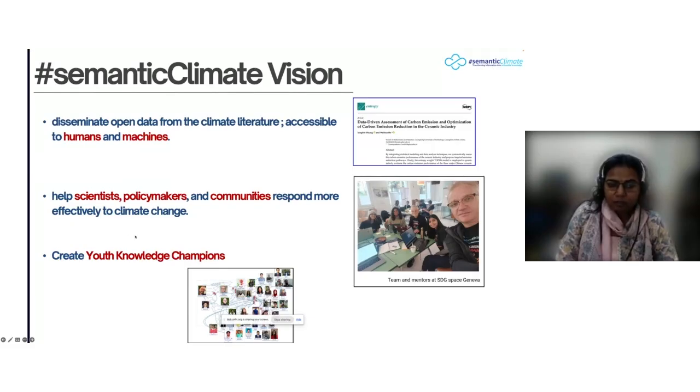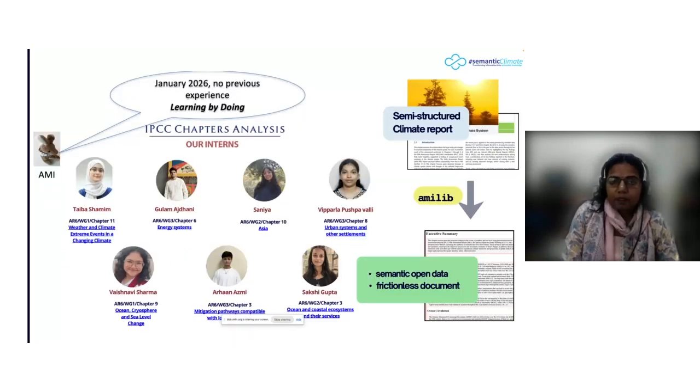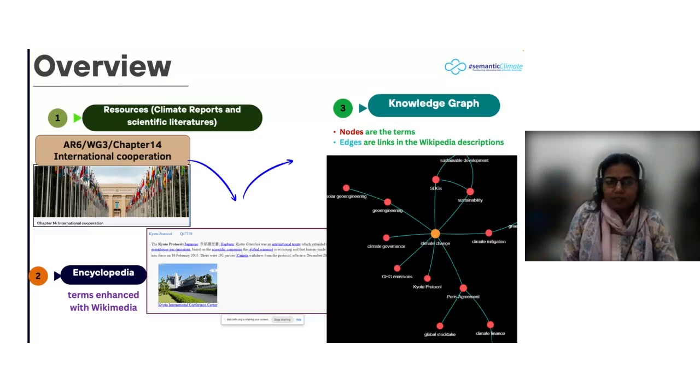We are also creating youth knowledge champions across the world, and they are coming and gaining knowledge about the technology and the tools. So for this year, we have interns working on different chapters of the climate reports coming from the IPCC. They have been assigned different chapters, and they are converting this semi-structured climate report into semantic form, and also into a frictionless document using the semantic tool Amulet.